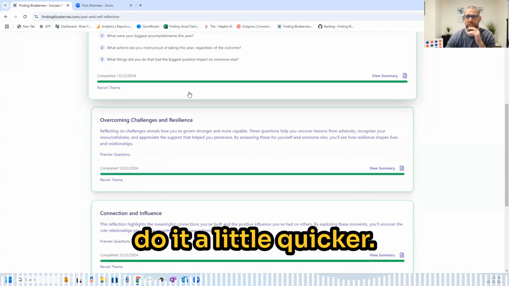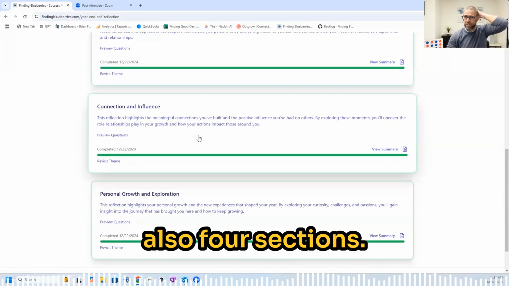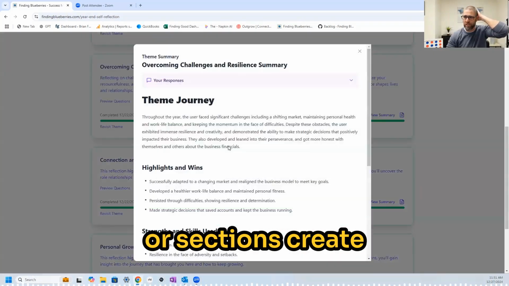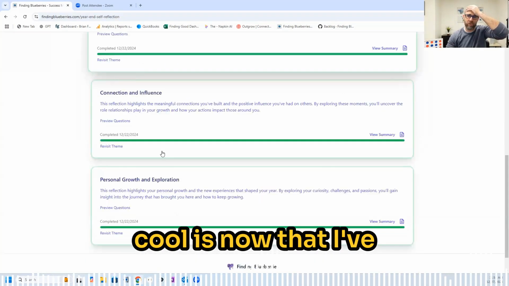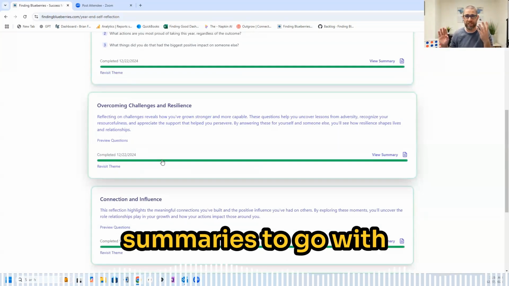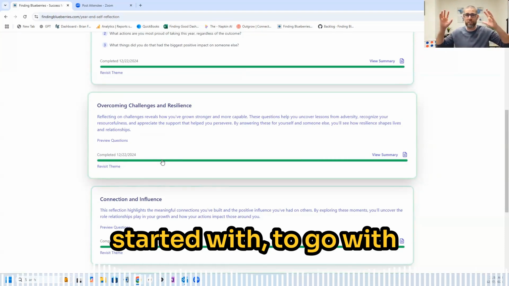And so you can also do it a little quicker. Now, this one has also 4 sections. So each of these themes or sections create their own summary. But what's really cool is now that I've done 4 sections, I have 4 additional summaries to go with my daily summaries, to go with that other summary I started with, to go with the shared summary.